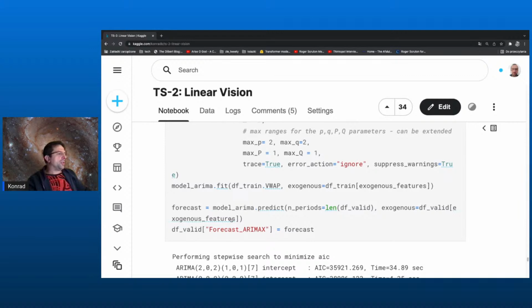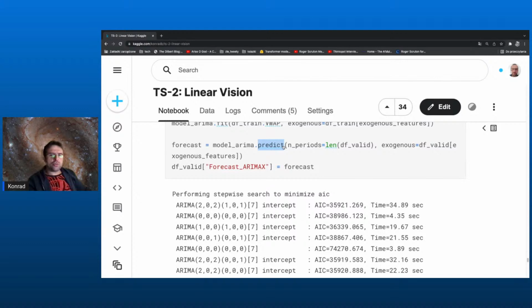Fit the model and then call predict. I mean, it feels so nice to move from the statsmodels universe to scikit-learn style syntax. You don't realize how abundant this has become until you are in an environment where you can't just call fit and predict.